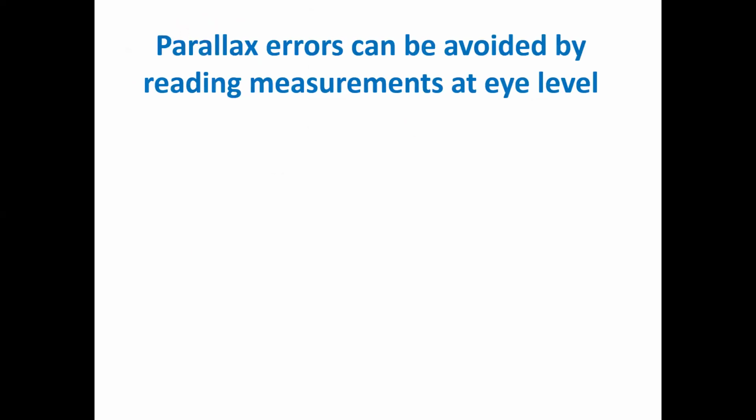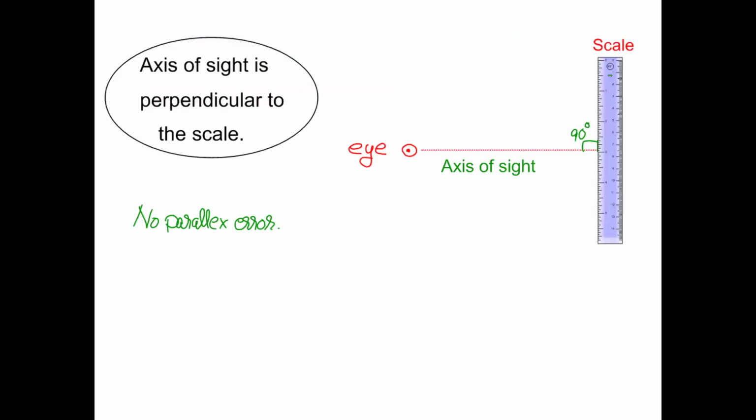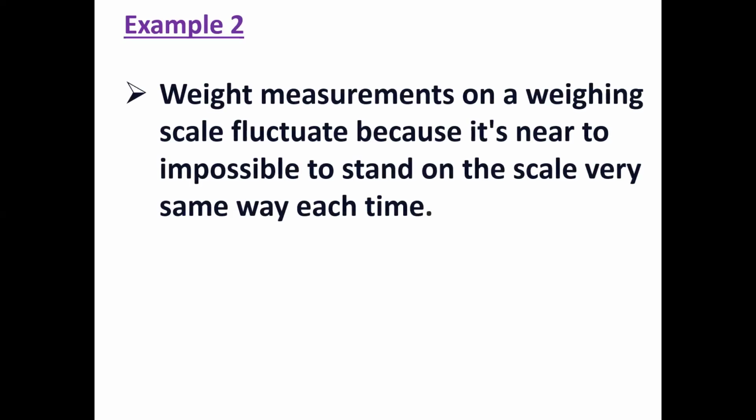How can we avoid parallax error? We have to look at the object perpendicular to eye level. Yes. Weighing machine fluctuates.